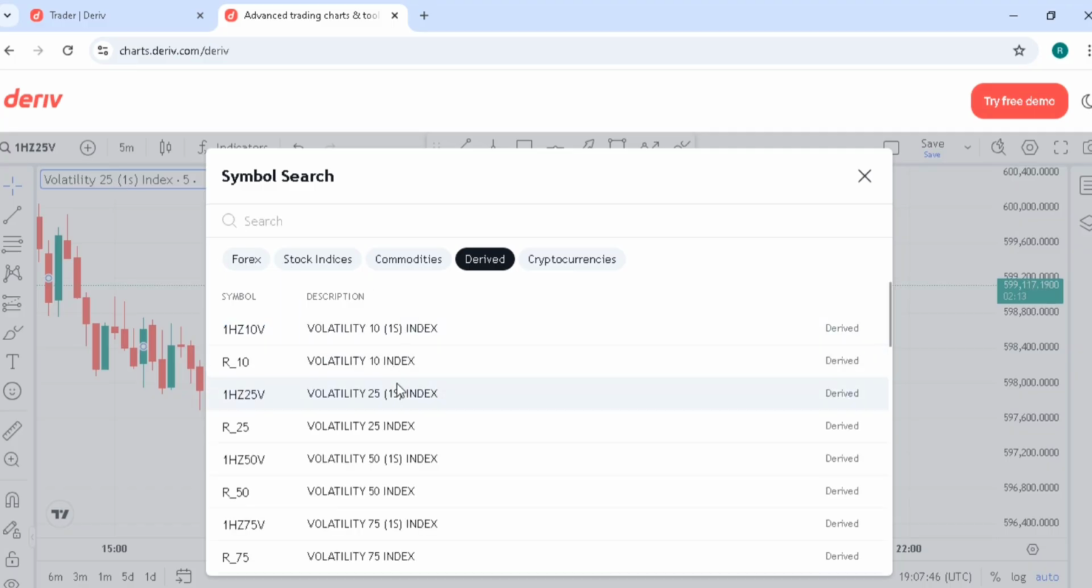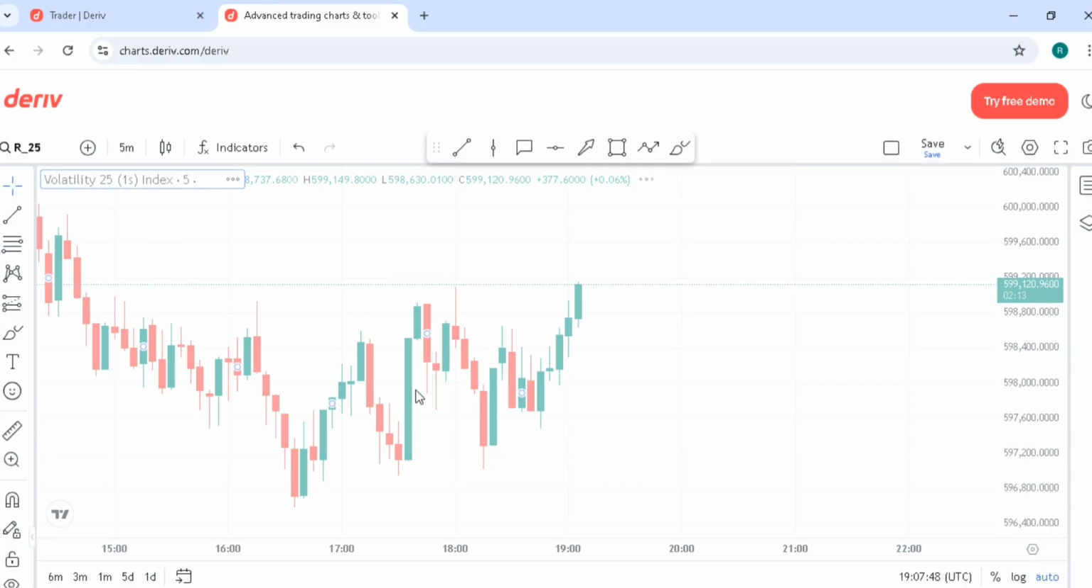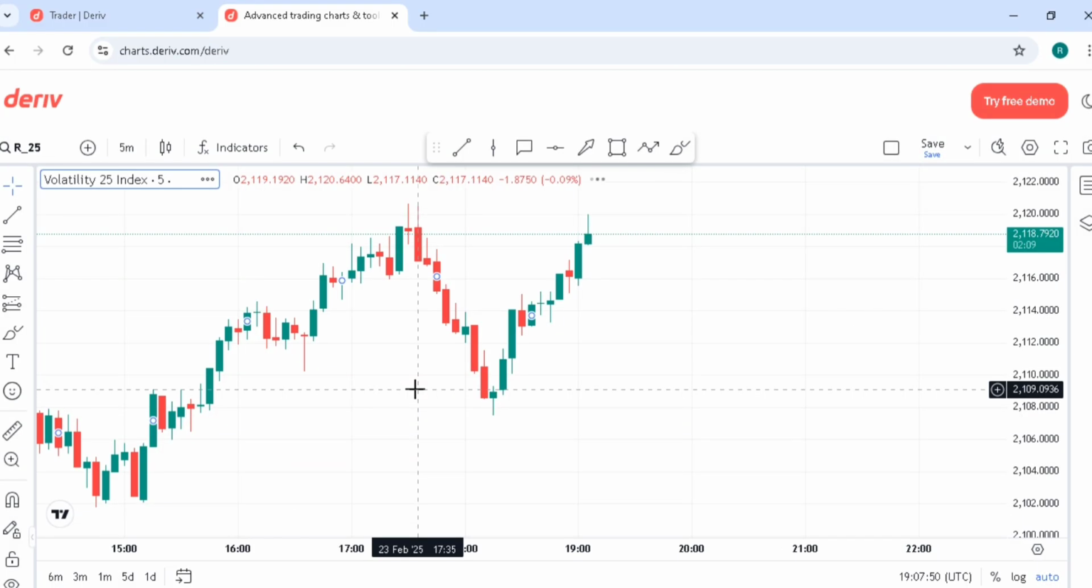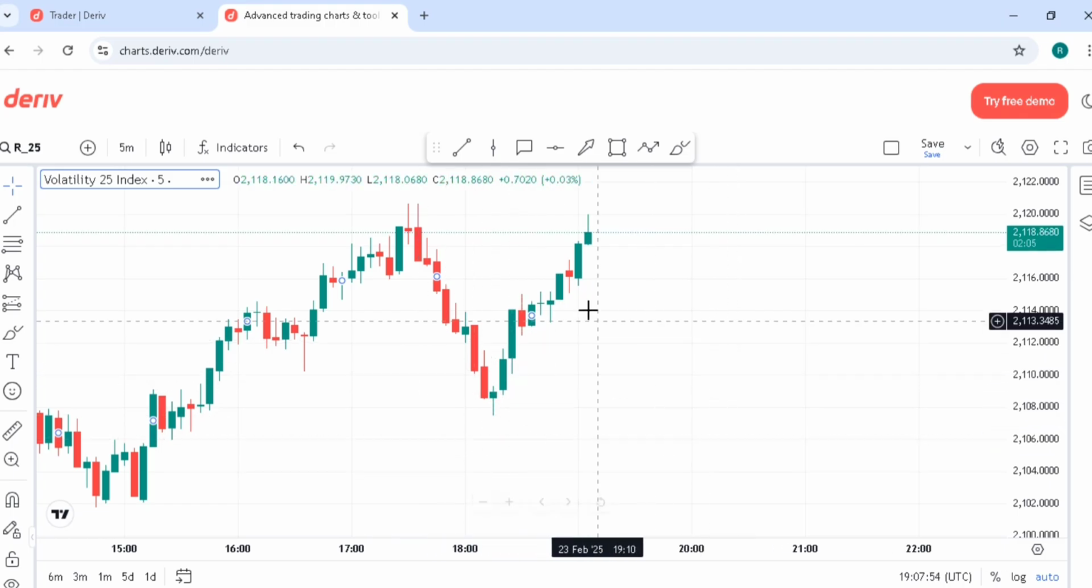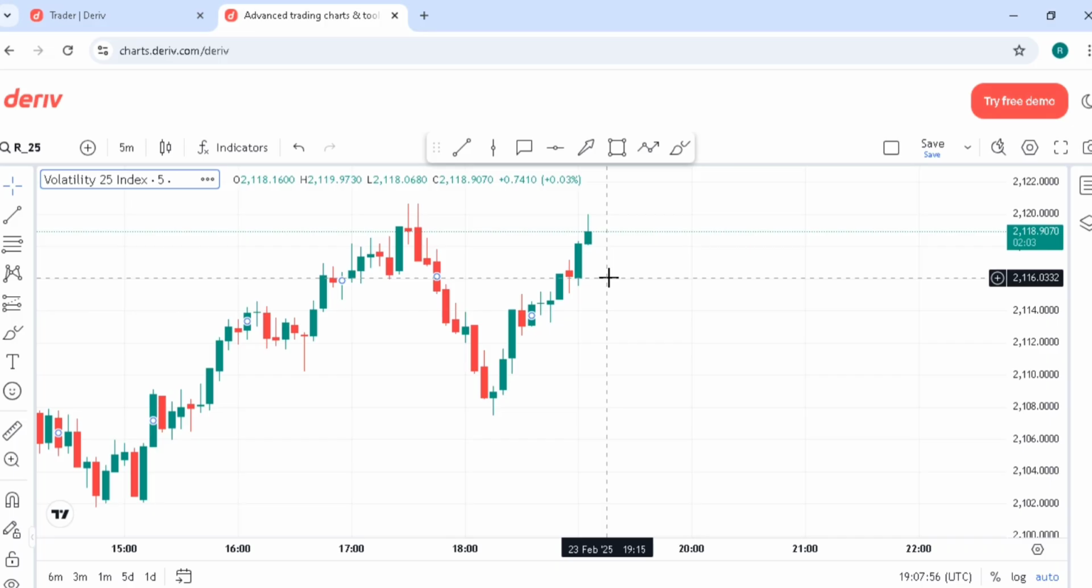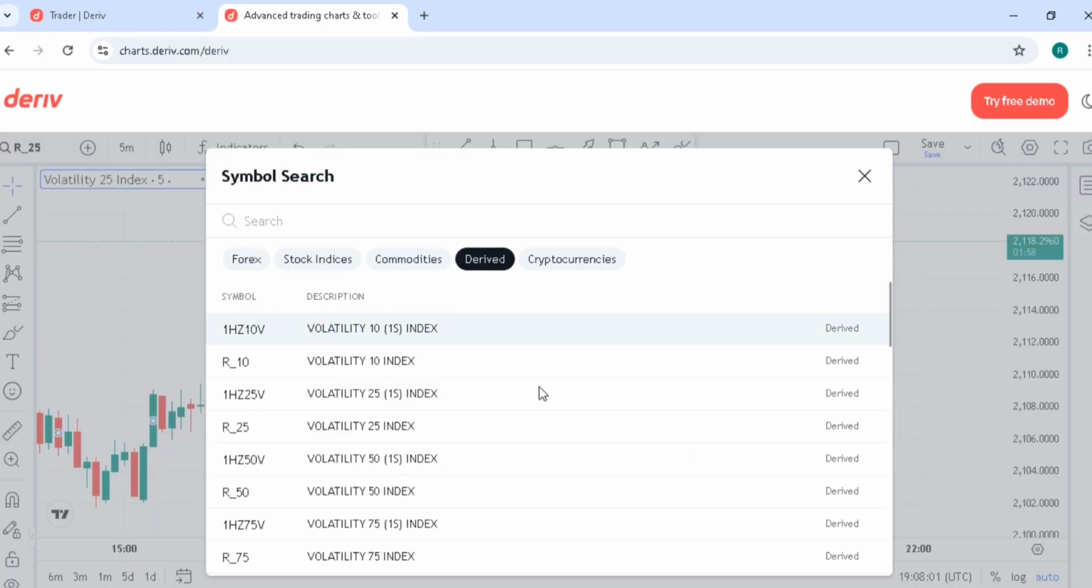So it requires a lot of patience, and I've realized that many people make losses because of impatience. Like you may find a market, and then you don't want to be patient enough to see the conditions met.